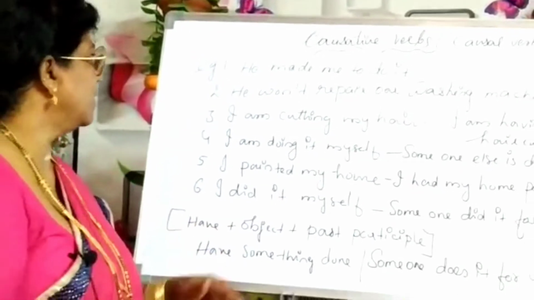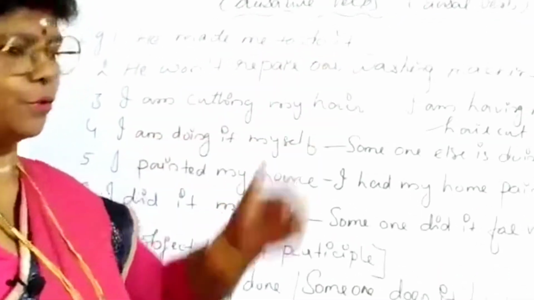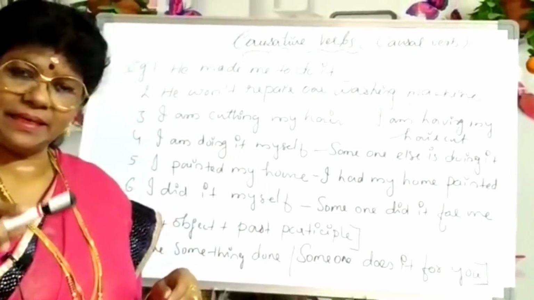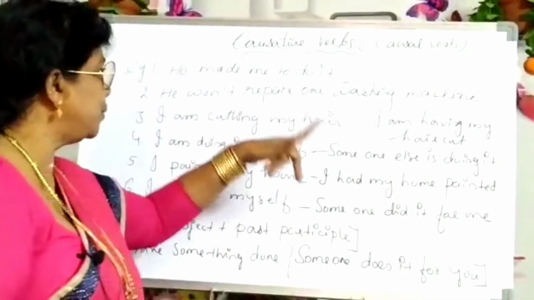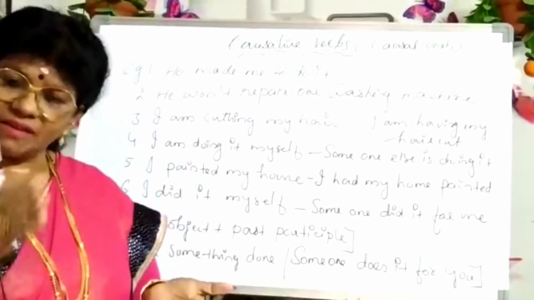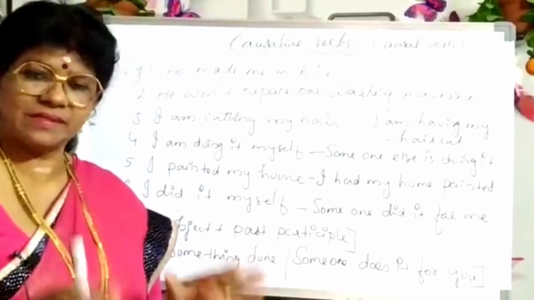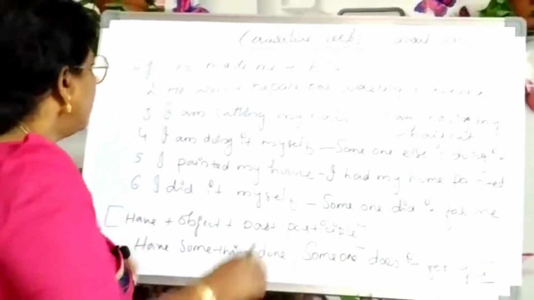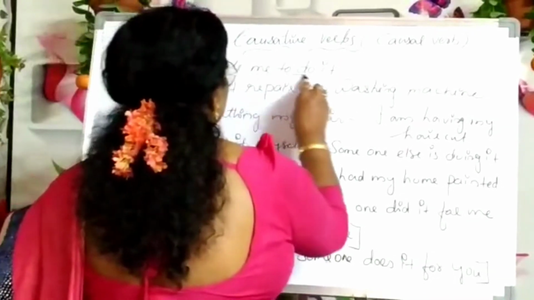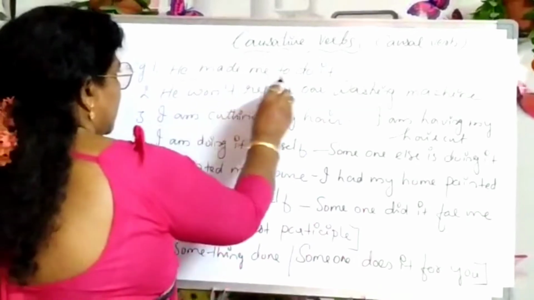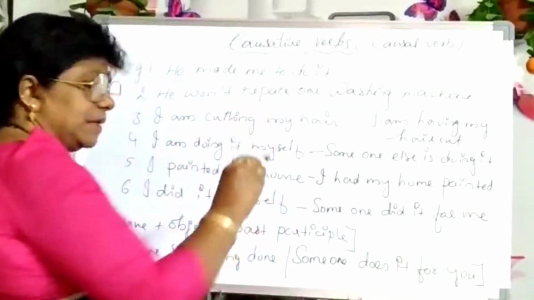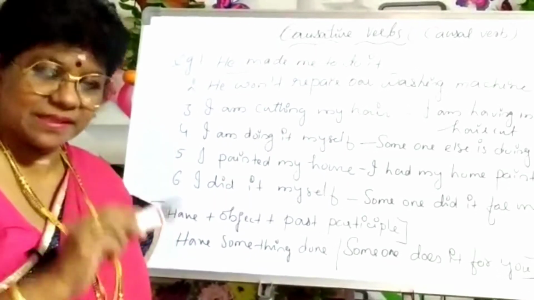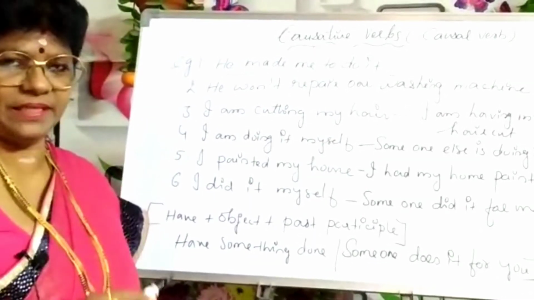First one, he made me to do it. I did not do that. Someone made me to do it. In such circumstances we are using causative verbs. Example, here I did not do anything. He forced me to do something. Such conditions will use causative verbs.